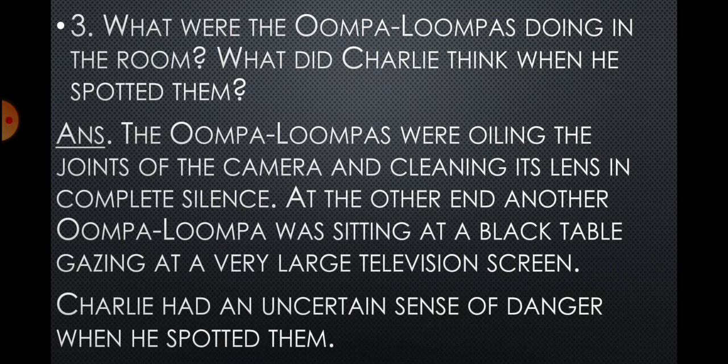Let's take up question number 3. What were the Oompa Loompas doing in the room? What did Charlie think when he spotted them? The answer is the Oompa Loompas were oiling the joints of the camera and cleaning its lens in complete silence. At the other end, another Oompa Loompa was sitting at a black table, gazing at a very large television screen. Charlie had an uncertain sense of danger when he spotted them.